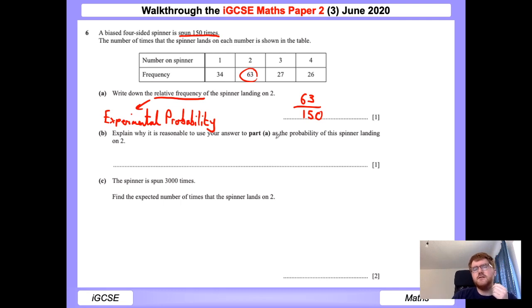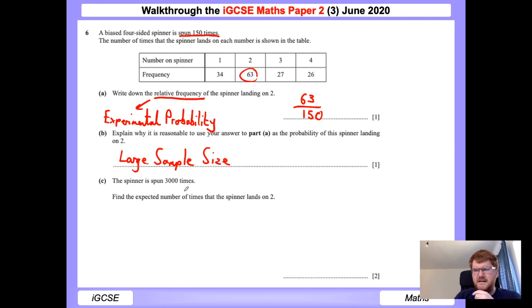Explain why it's reasonable to use your answer as part A as the probability of this spinner landing on 2. Well, notice we spun this 150 times, so we've got a large sample size. They often ask a question like this on iGCSE. If this was only like 20 times, for example, it wouldn't be such a reliable probability. So all we need to do here is just write large sample size or spun many times or something along those lines. Okay, at this point, we've got the spinner is then spun 3,000 times.